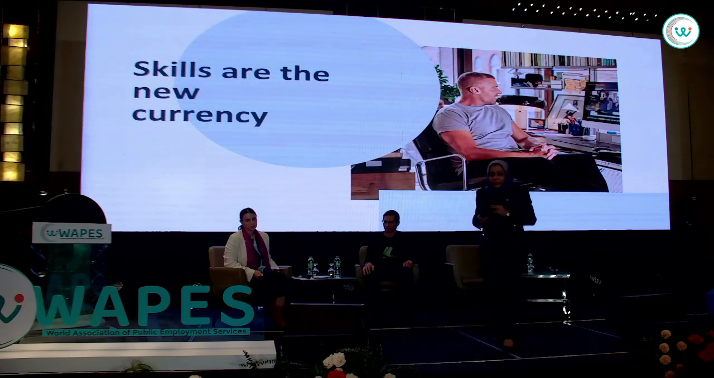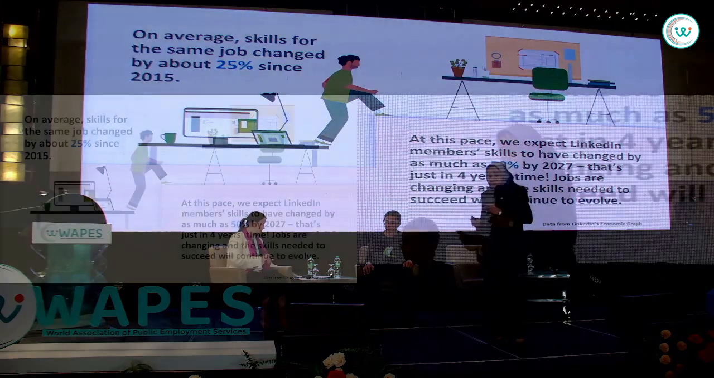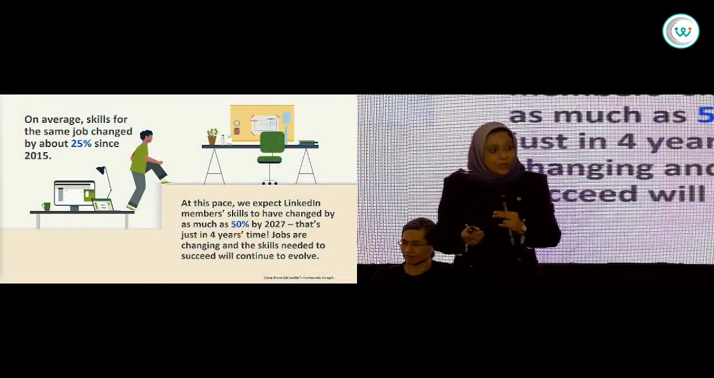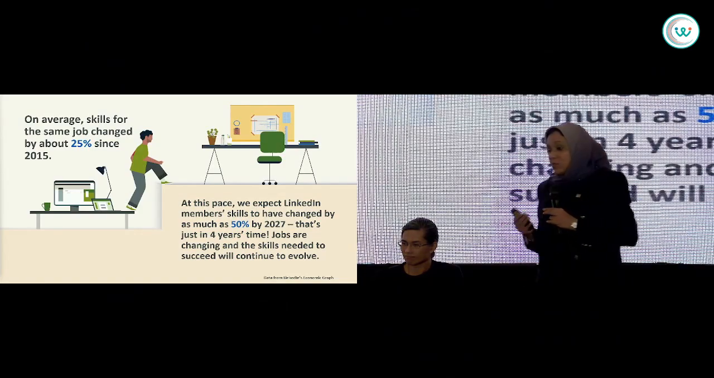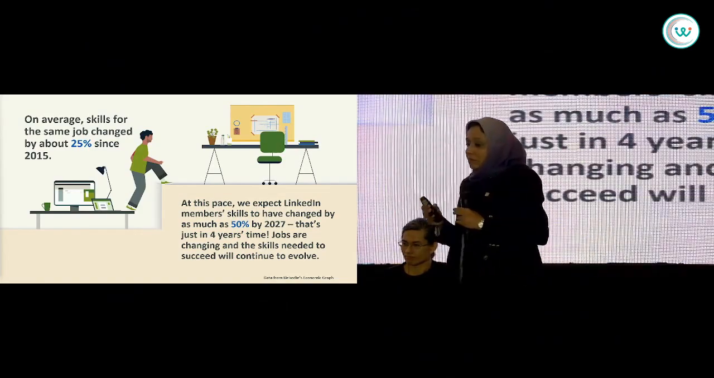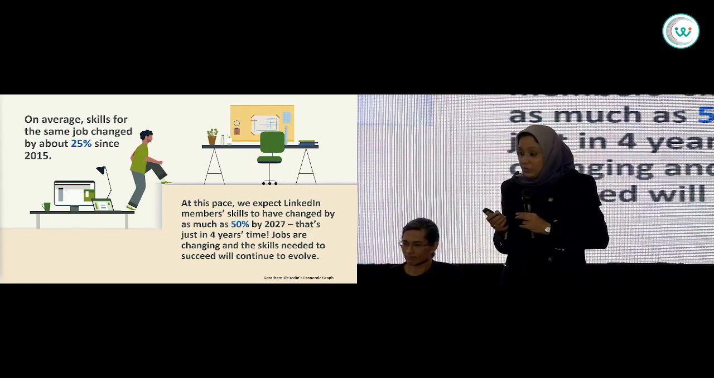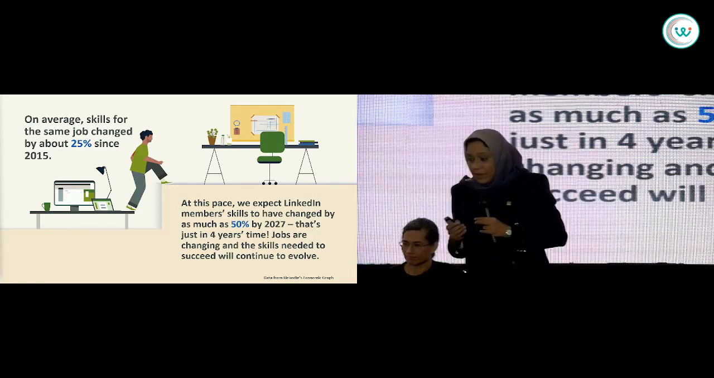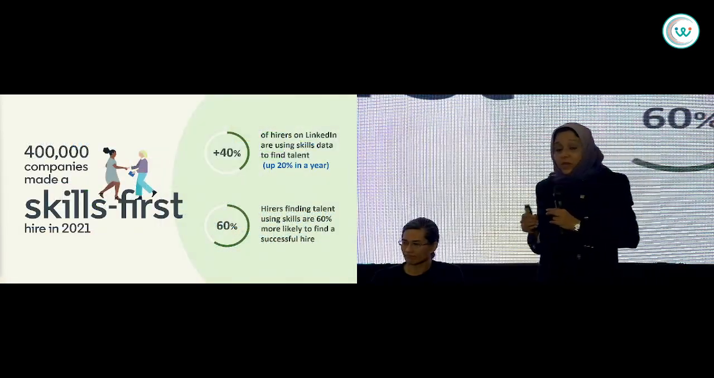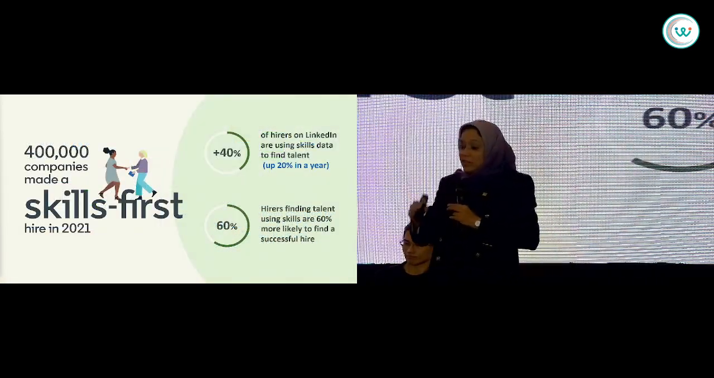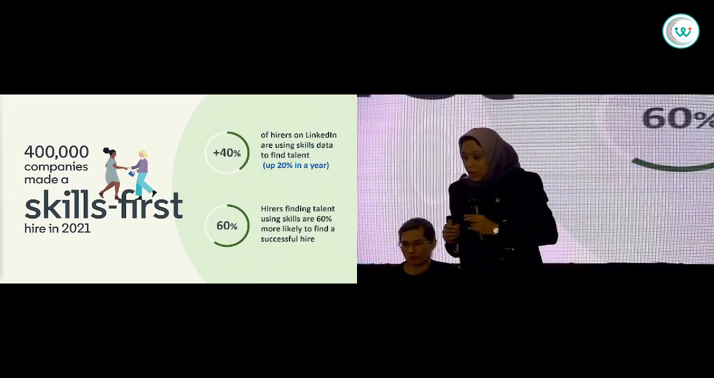So let's talk about skills as the new currency. And some numbers from LinkedIn, actually. As most of you know, Microsoft owns LinkedIn. It's a subsidiary of Microsoft. And this is what we are seeing. The skills for the same job have changed about 25% since 2015. And we are seeing skills-based hiring, and this is what we see, right? 400,000 companies made a skills-first hire in 2021.